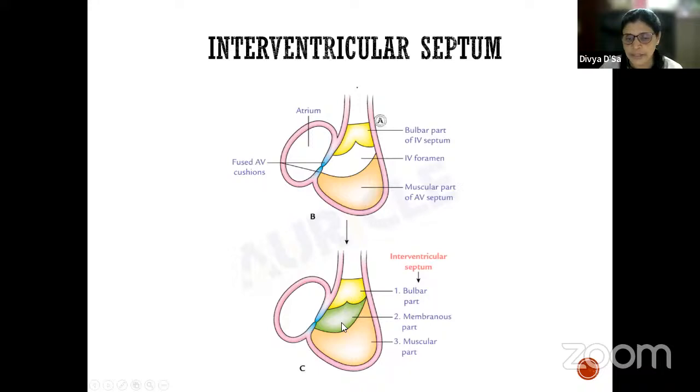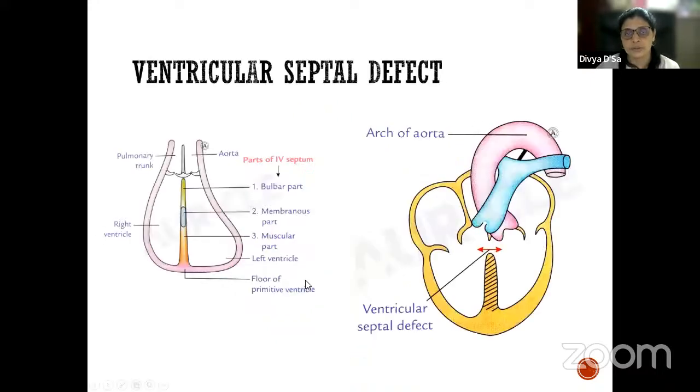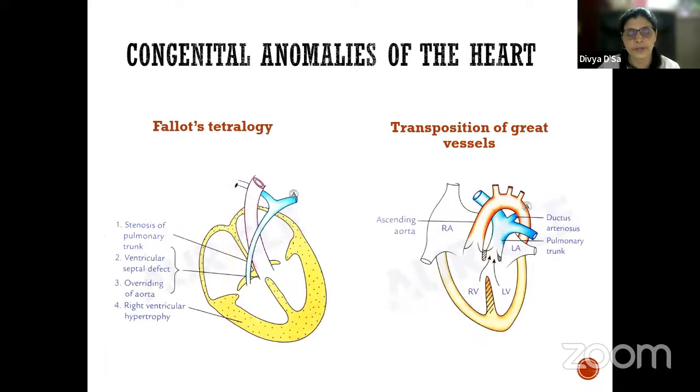So all these three later on fuse together and they form the ventricular septum. If this ventricular septum doesn't form, basically the membranous portion, it results in ventricular septal defect. Usually ventricular septal defect forms a part of many syndromes. One is Fallot's tetralogy. So Fallot's tetralogy, what happens here?